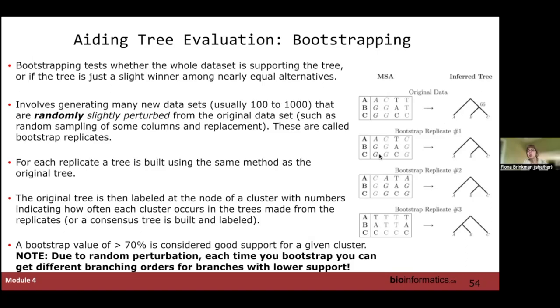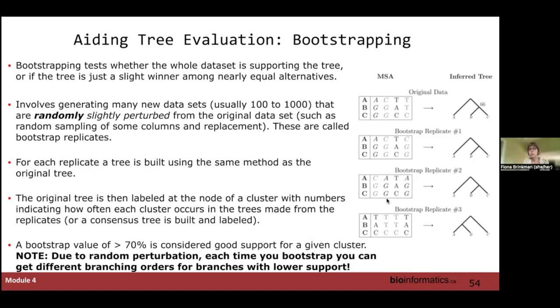But what you can do then is a bootstrap replicate, where you randomly, slightly perturb the original data set, such as random sampling of some columns with replacement. In this case, you'll see that instead of GGCC, it's GGCG. So it's just done this little bit of a replacement, and it's seeing how the tree shows up in that case. In that case, it doesn't actually change the tree. It's still A, B, and C is the order.